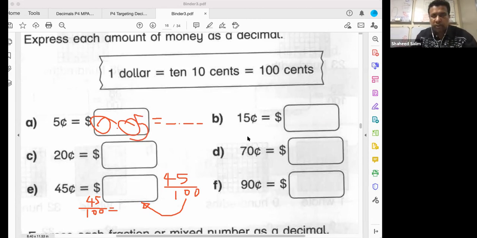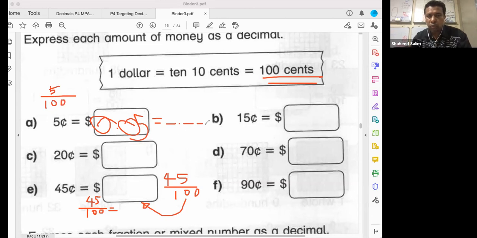Putra, is it correct? Well, let us see. Remember, this is now upon 100. Why upon 100? Because $1 is 100 cents. See, 100 cents in $1. So this is actually 5 over 100.